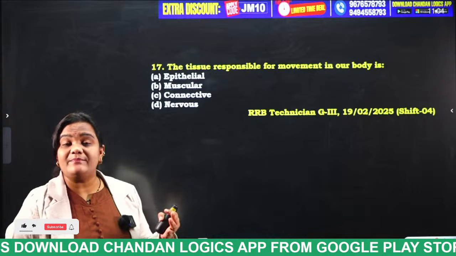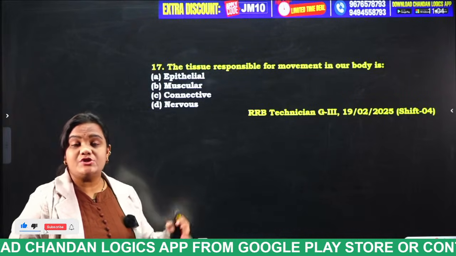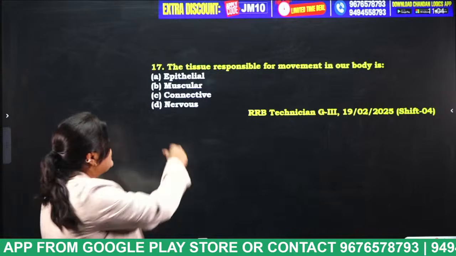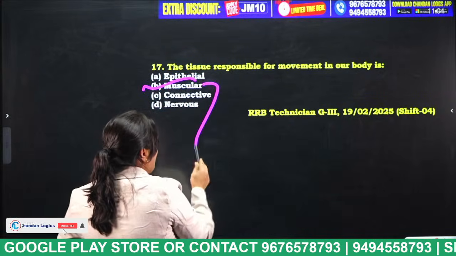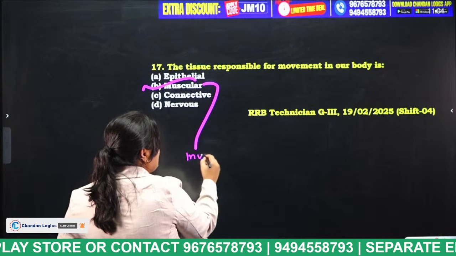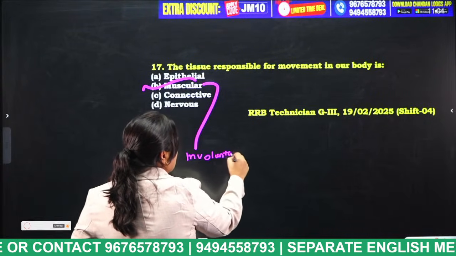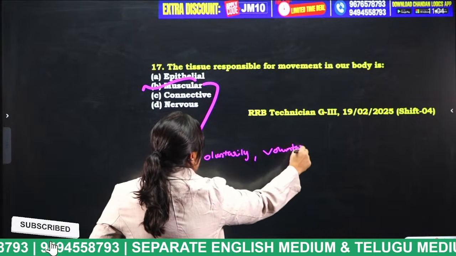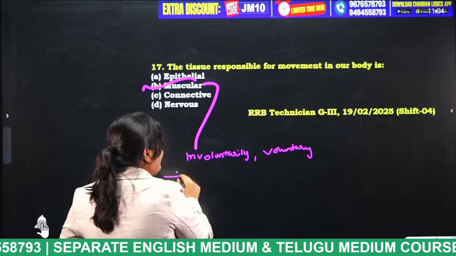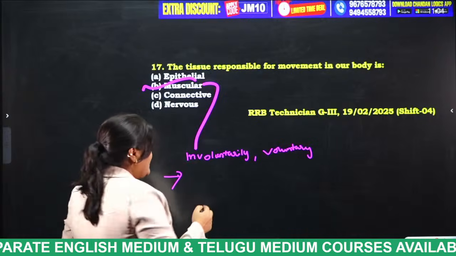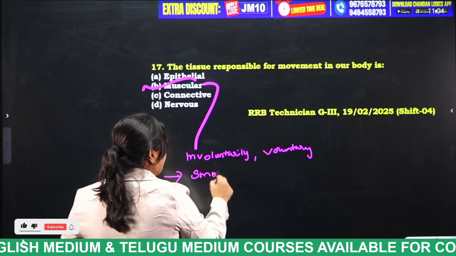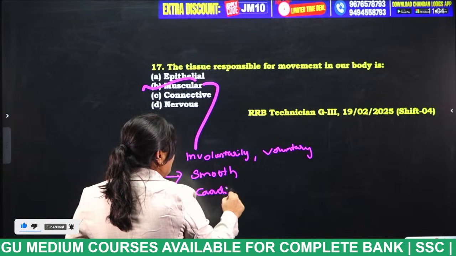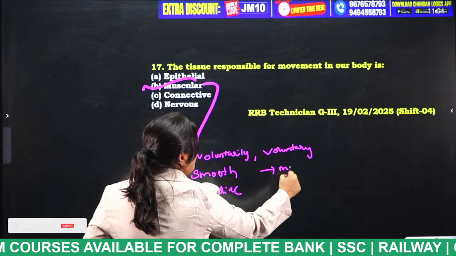How many types of muscular tissues do we have? Very good, muscles. How many types of muscles do we have, students? Involuntary muscles and voluntary muscles. Involuntary muscles means what? Like smooth muscles and cardiac muscles.